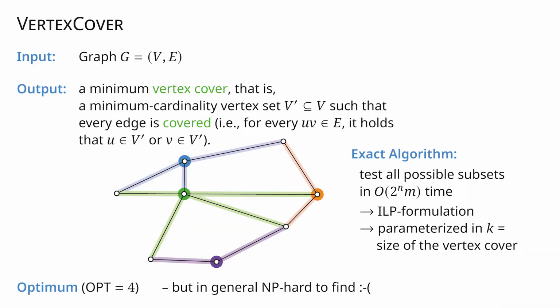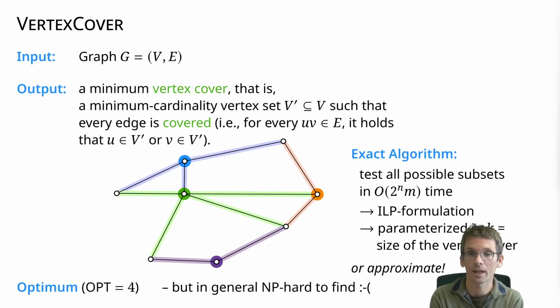This is also a problem that has been extensively studied in parameterized algorithms. So assuming that a graph has a vertex cover that is not too large, so let's say I'm looking for a vertex cover of size k, then I can actually give an efficient solution in terms of the graph size. But more about that when we do parameterized algorithms.